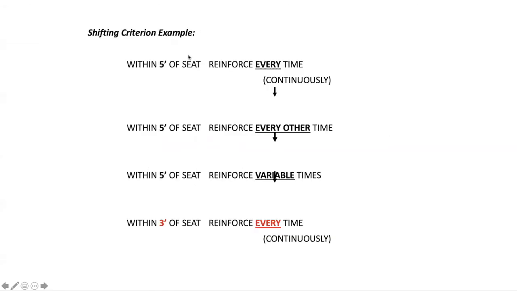Here is another example of the shifting criterion. Within 5 foot of the seat, reinforce every time, continuously. Within 5 foot of the seat, reinforce every other time. Sorry about the arrow being out of place here. Within 5 foot of the seat, reinforce at variable times. Then we shift the criterion. Now we're within 3 foot of the seat, reinforcing every time, again, continuously. So you can see how it cycles back to CRF, and we work our way, shaping the behavior to in-seat behavior over time using these schedules of reinforcement.